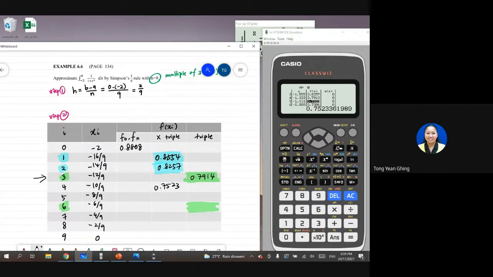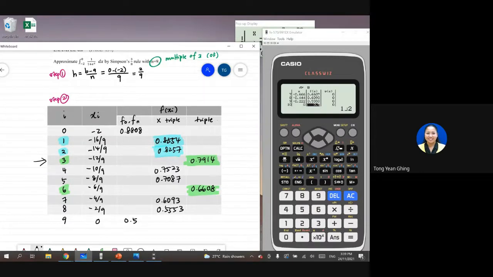And then the next one, I will go to this column: 0.7523. Then 0.7087. And this one is number 6, which is a multiple of 3, so I put it here. Then 0.6093, then 0.5553, and finally 0.5. I put 0.5 here because this is Fn, the last one.